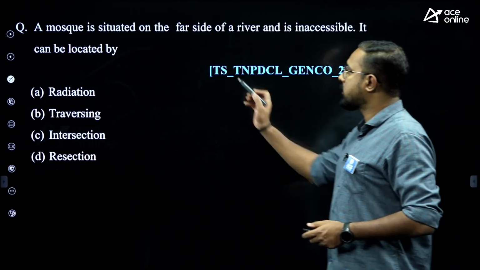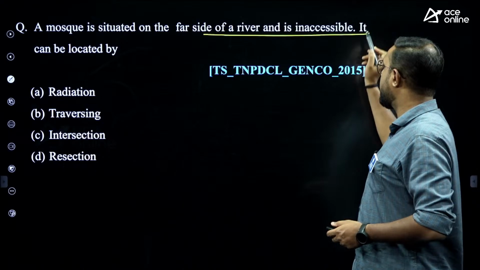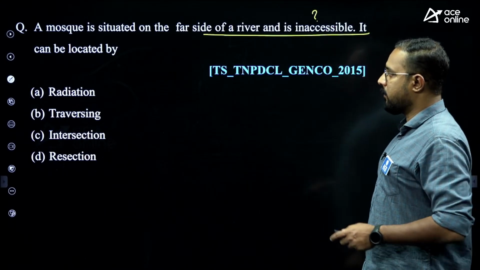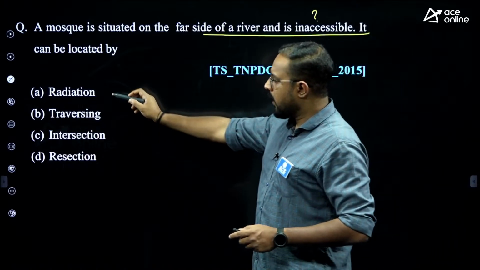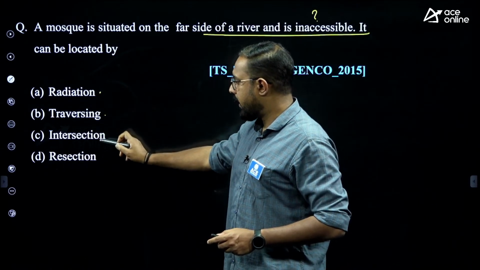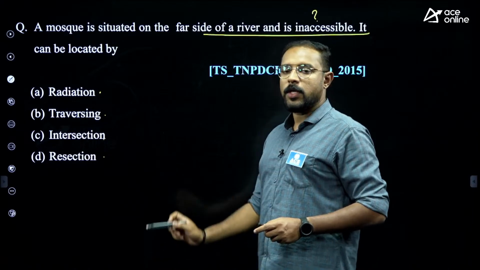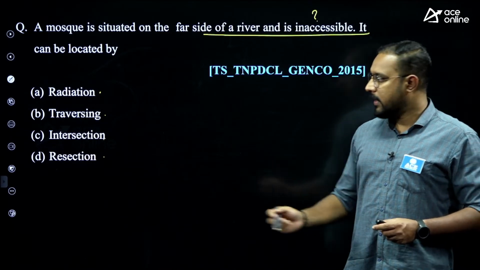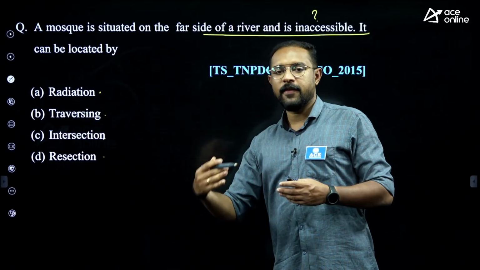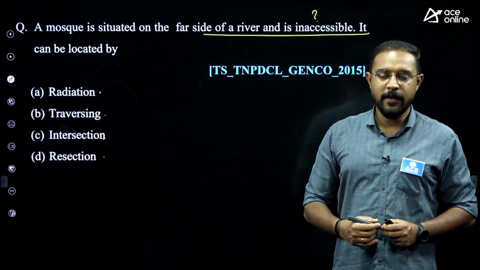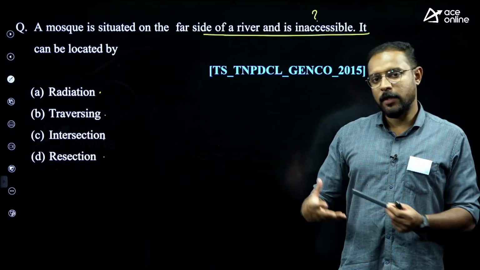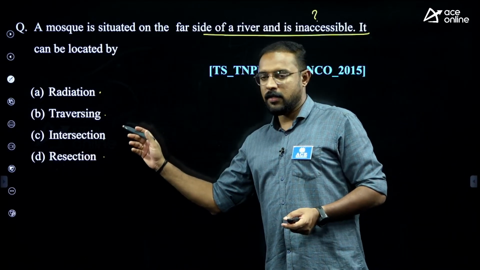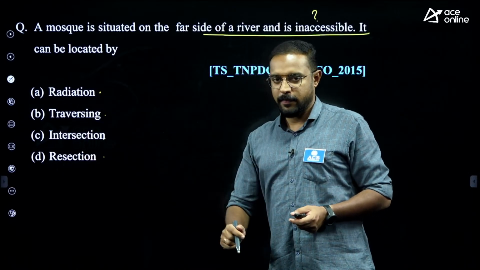A mosque is situated on the far side of a river and it is inaccessible. It can be located by, looking at the options, radiation, traversing, intersection and resection. You should understand this question is coming from plane table surveying. These methods are nothing but the different ways in which we conduct our plane table surveying: method of resection, method of radiation, etc. We have clearly mentioned the field condition for each of these.